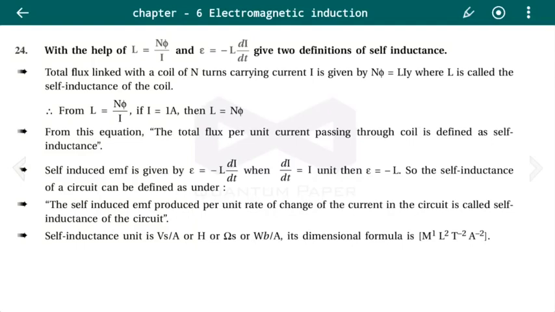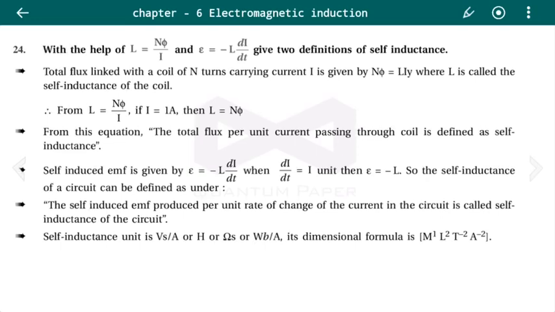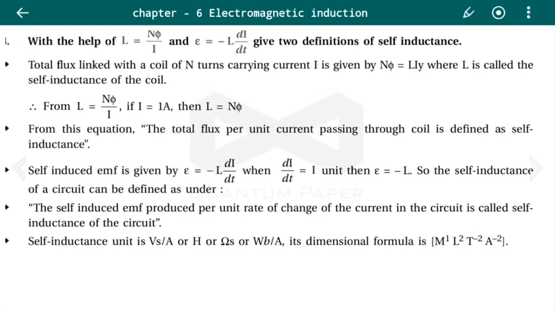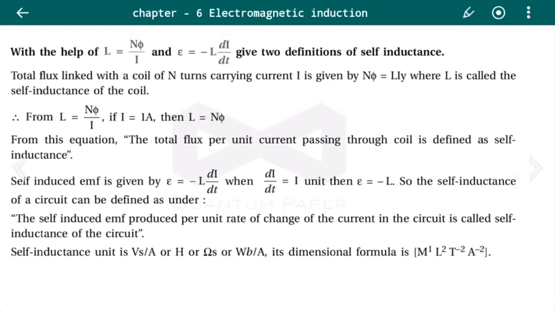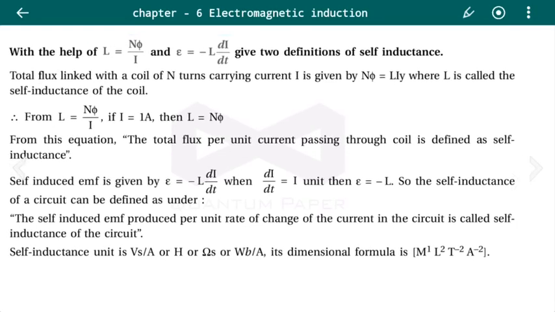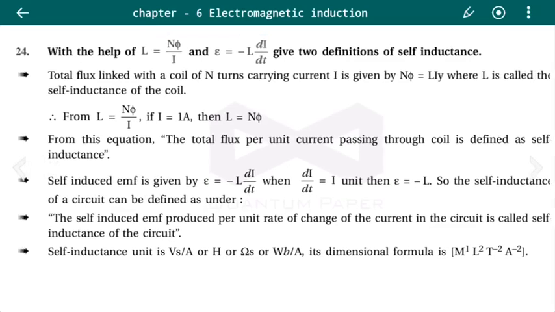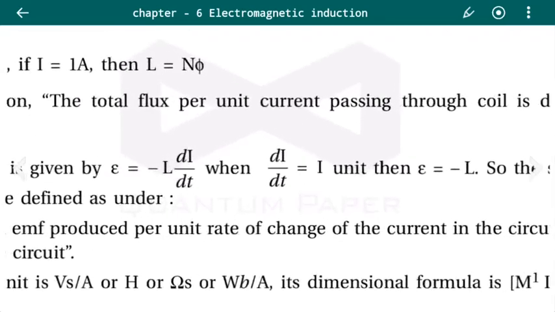Now let us see, with the help of L equals N phi upon I and epsilon equals minus L dI by dt, the two definitions of self-inductance. With respect to these two formulas, we will be writing two definitions. The total flux linked with the coil of N turns carrying current I is given by N phi equals L I, where L is called the self-inductance of the coil.